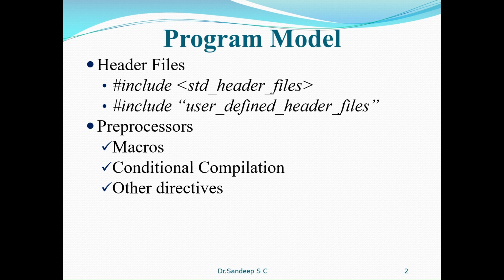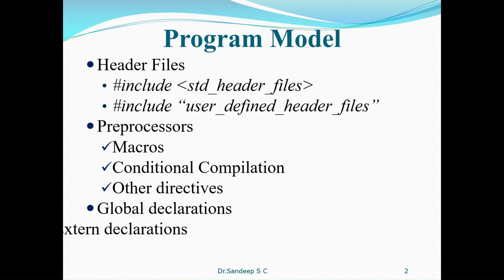Before that, let's discuss global and external declarations. Whenever we want a particular variable to be used in only one function, we declare it as a local variable. However, whenever multiple functions want to use a particular variable, we declare such variables as global variables, and we can use those global variables in any function. So it will be available for the entire program.